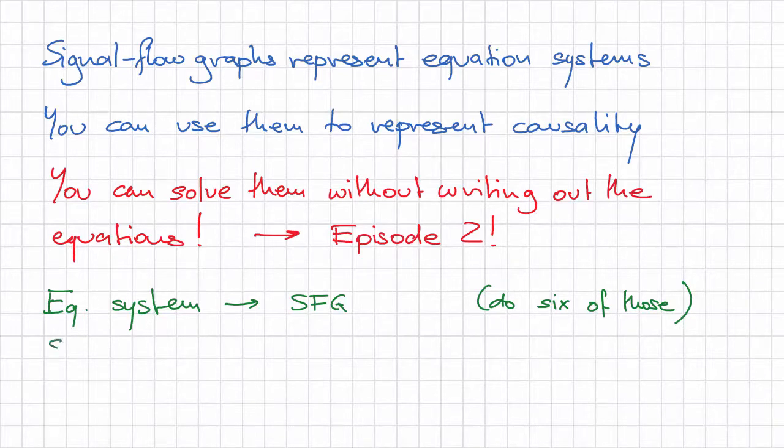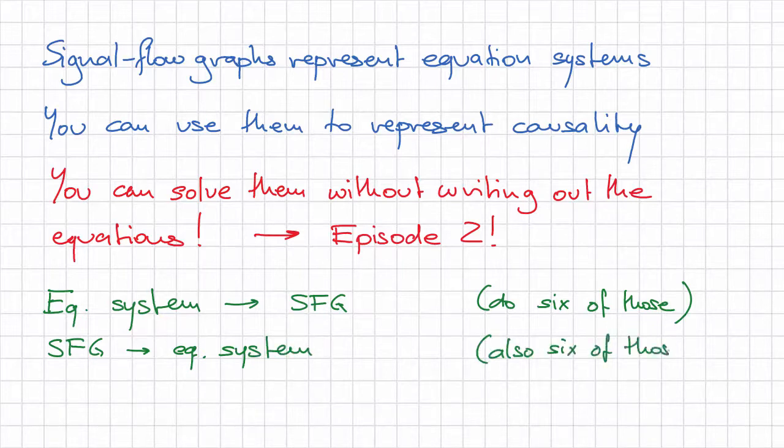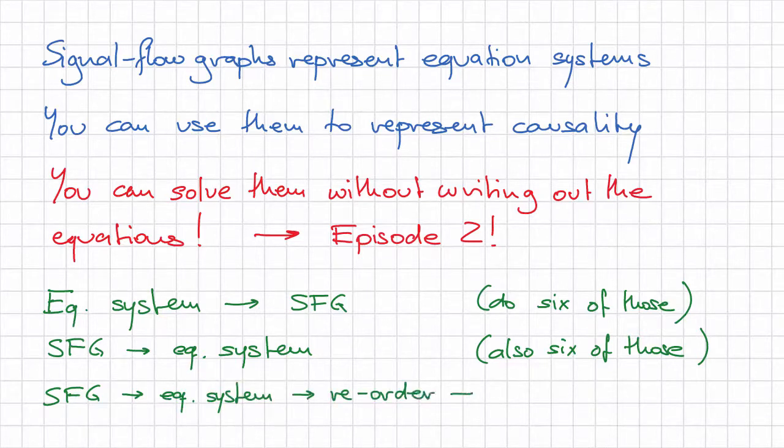Then draw a few signal flow graphs and write down their equation systems going the other direction. Also do 6 of those. Finally, pick the signal flow graph you like best, take its equation system, reorder some of the equations to make a different variable independent, and then draw the signal flow graph again from the new equation system and spend a bit of time to meditate over the big difference you see in those 2 graphs.